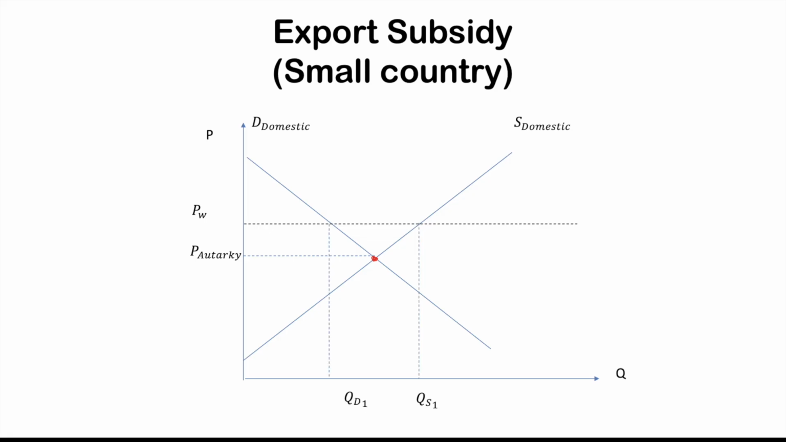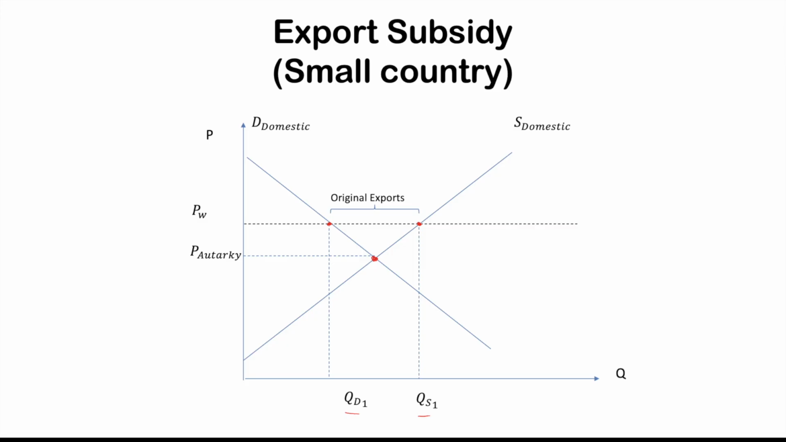So the point at which this new price meets the domestic demand curve represents the quantity demanded. The point at which the price intersects with the domestic supply represents the domestic supply that producers will produce at this price. So the difference between QS1 and QD1 will be the exports.